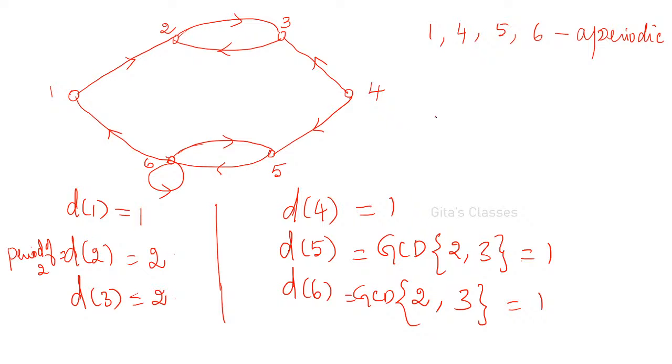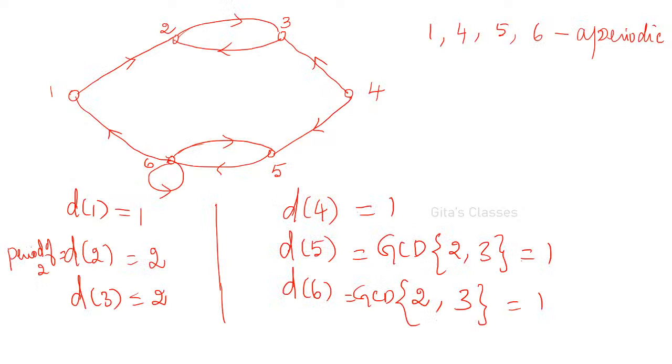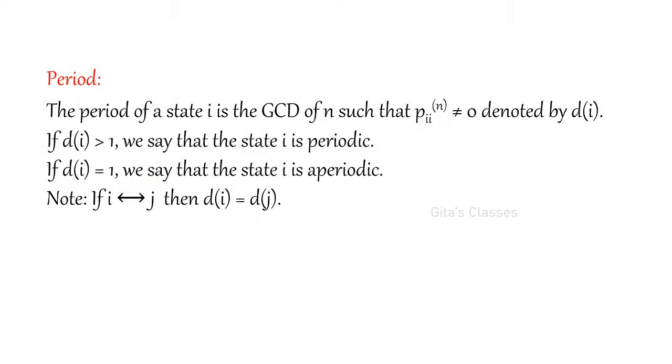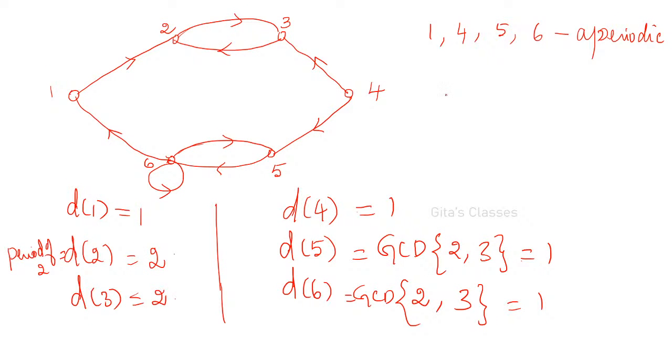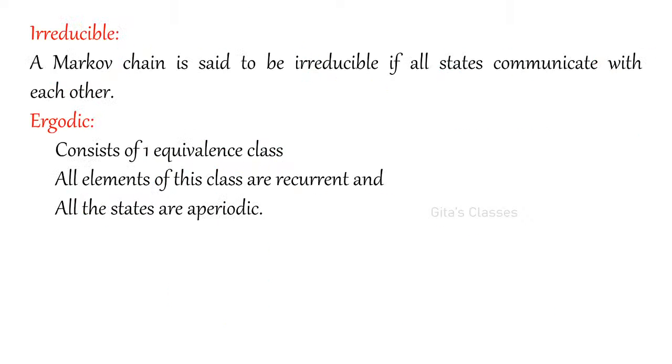And another point we have seen: if i and j communicate with each other, then their periods are the same. Period d of i is equal to d of j. Here 2 and 3 communicate with each other, so the period of 2 is 2 and the period of 3 is also 2. This is what is given here. If i and j communicate with each other, then the period of i and the period of j are equal.